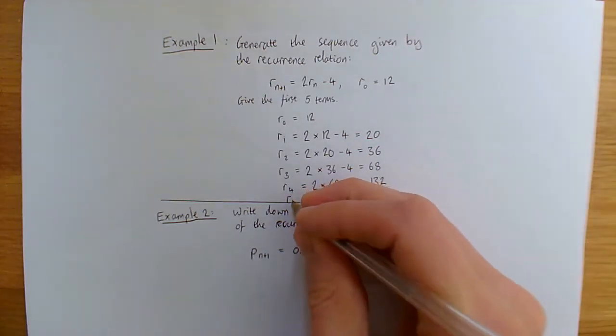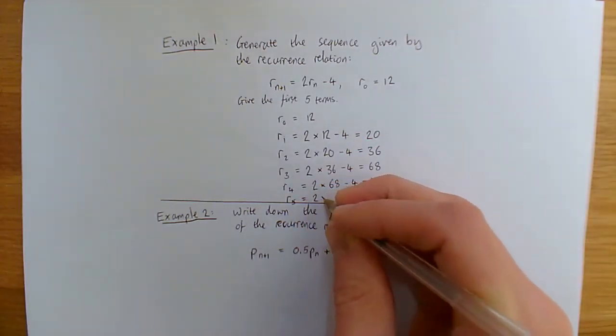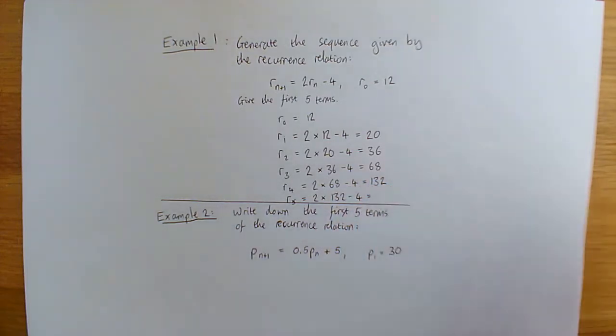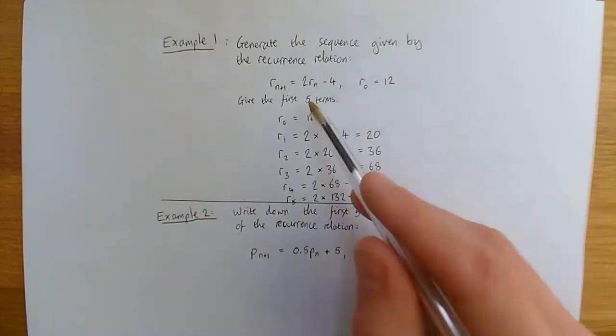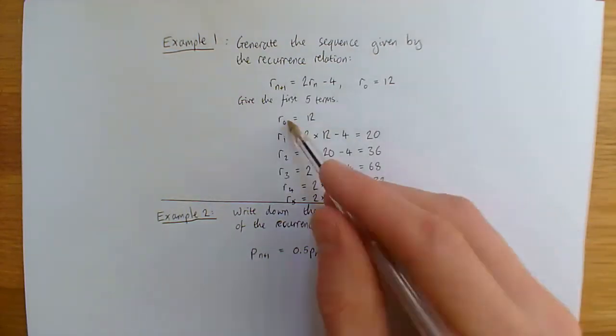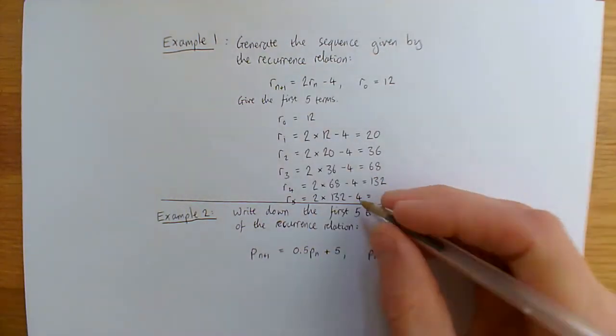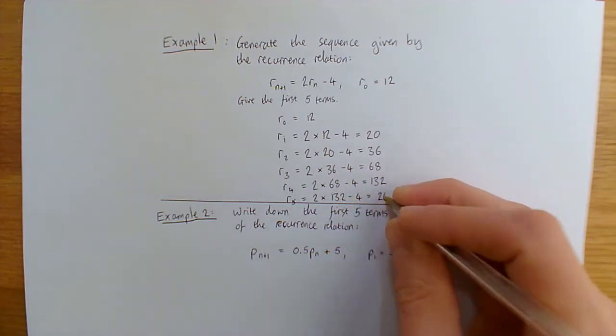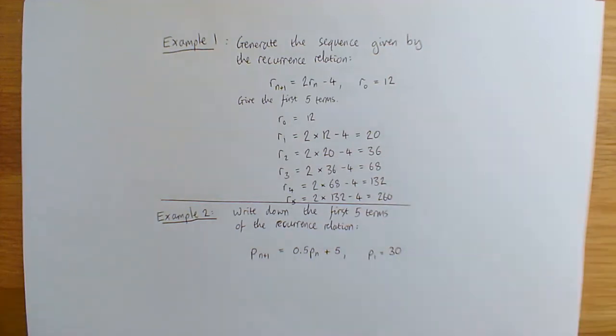If you go on and generate R5, that's also fine. So that's 2 times 132. Take away 4. It's a little bit non-obvious which one you mean when you say the first 5 terms. Do you include R0 or not? I don't mind. 264 take away 4 is 260. So there's our first 5 terms of that sequence.